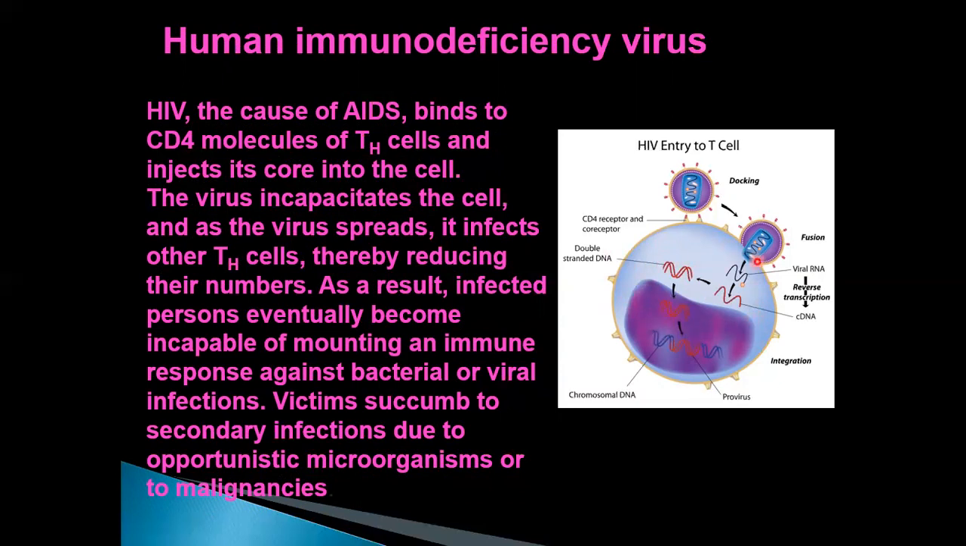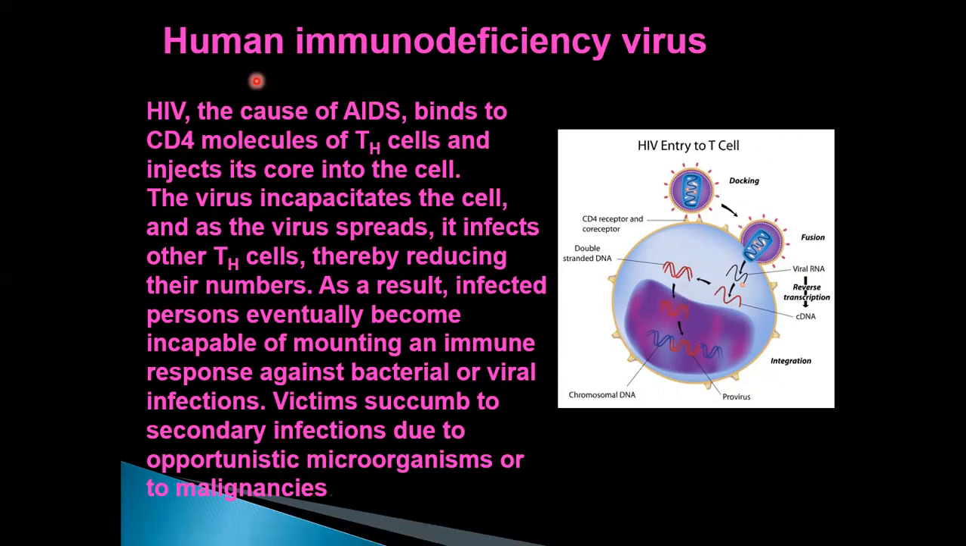And now from this discussion we know that it is the T helper cell which initiates the immune response. It stimulates the cytotoxic T cell as well as the B cell. So now these T helper cells become incapacitated, incapable of initiating any response.